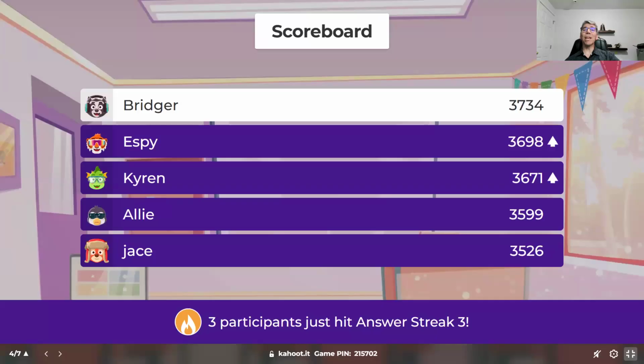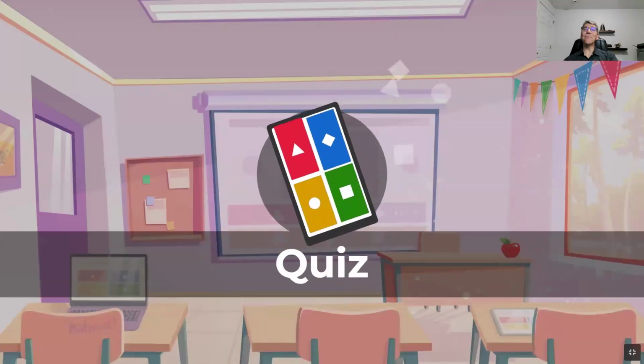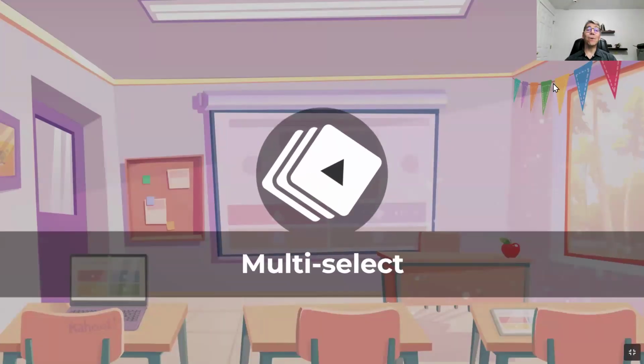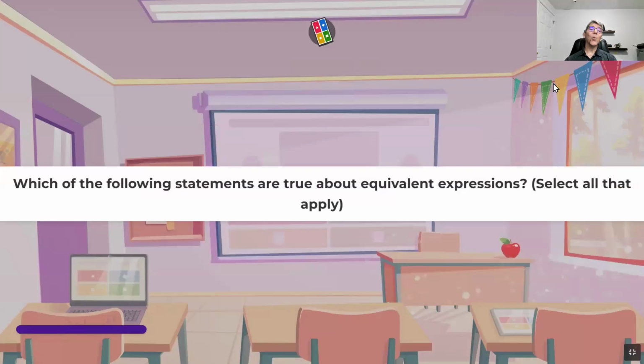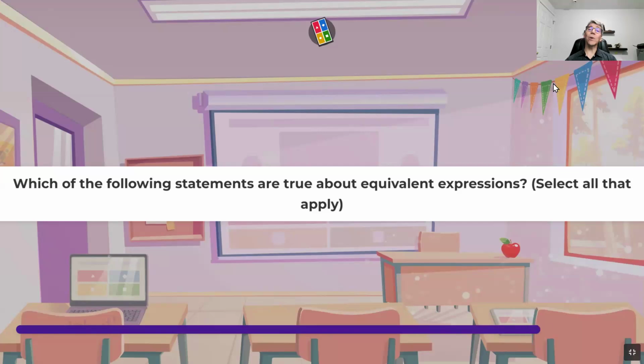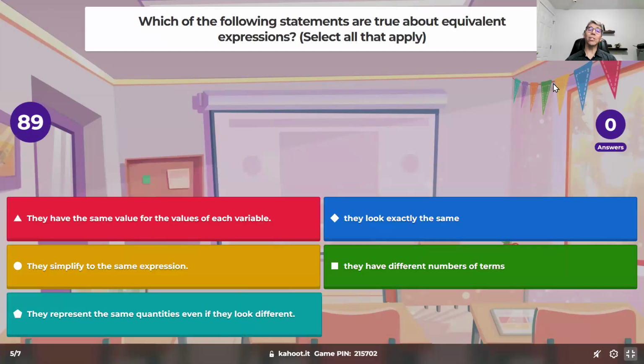Let's see. All right. SP and Kaino. Okay, we are really just going back and forth here. This is a fast quiz here. Multi-select. Which of the following statements are true about equivalent expressions? Okay, this one is a doozy.